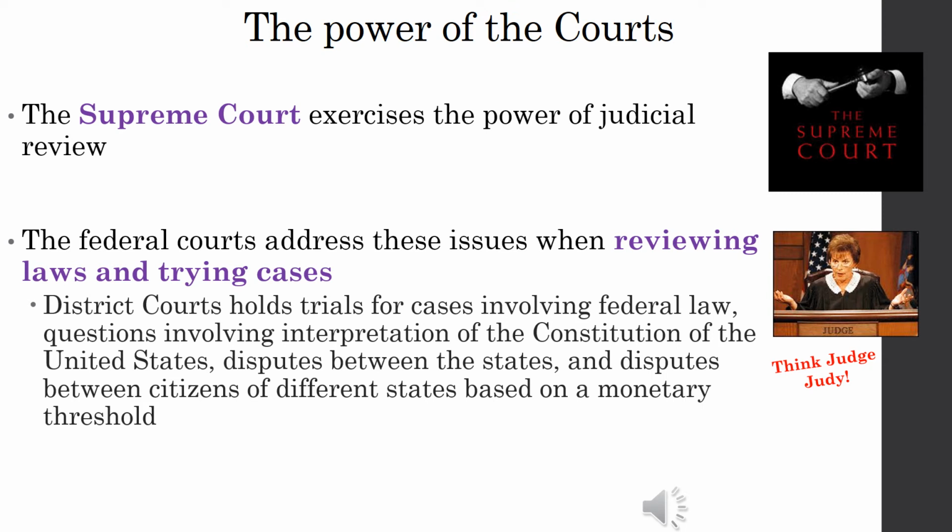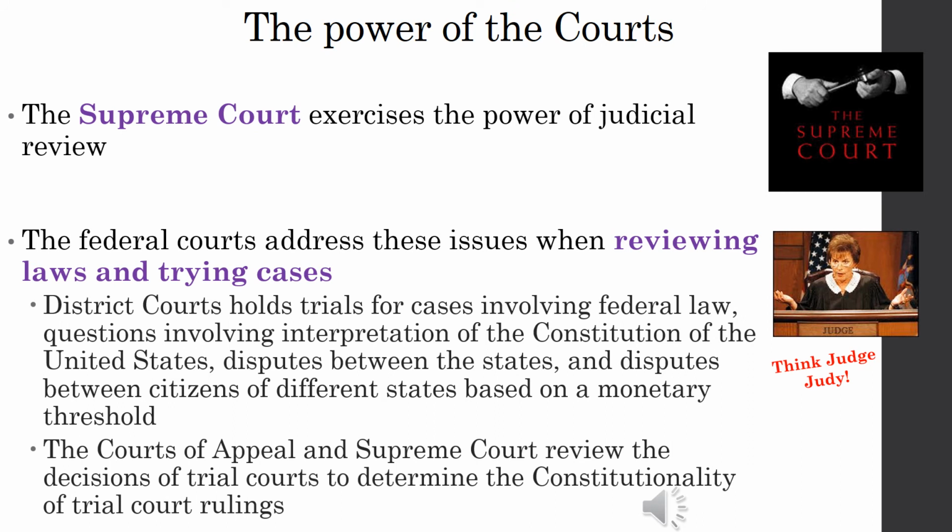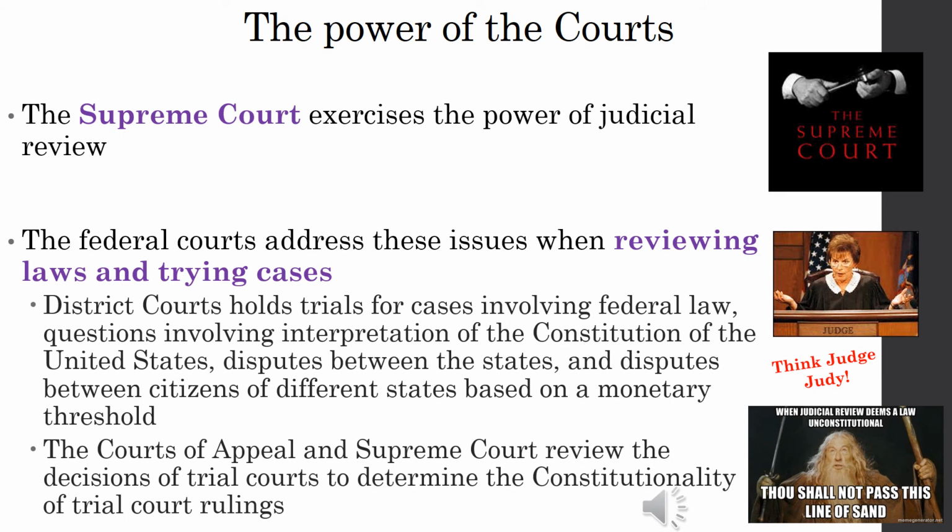If you can't show that you fall within that very narrow category, you cannot try your case in a federal district court. Then we have the courts of appeal and the Supreme Court, who review the decisions of trial courts to determine the constitutionality of trial court rulings. When judicial review deems a law unconstitutional, thou shalt not pass this line of sand. In other words, if the Court of Appeals or the Supreme Court looks at what a district court decided and says, you can't do that under the United States Constitution, that case either has to go back to the district court for another trial and hearing, or the case dies. That's a lot of power. Go to the next slide.